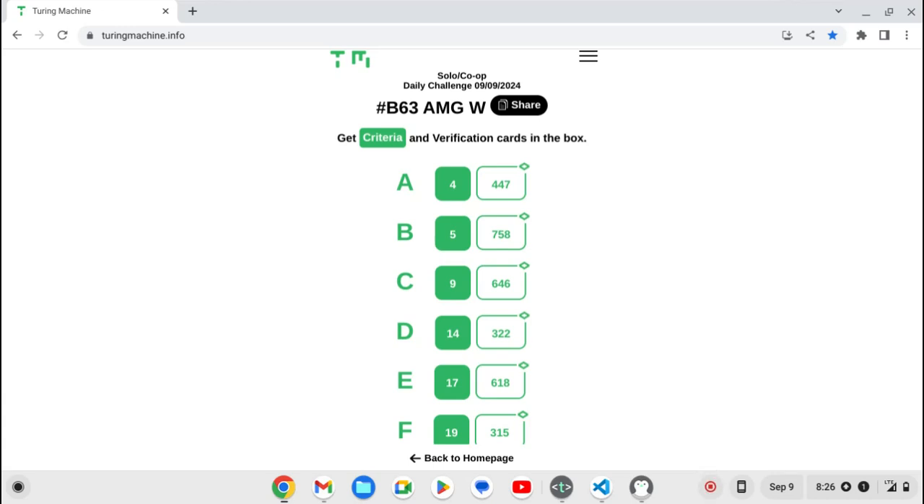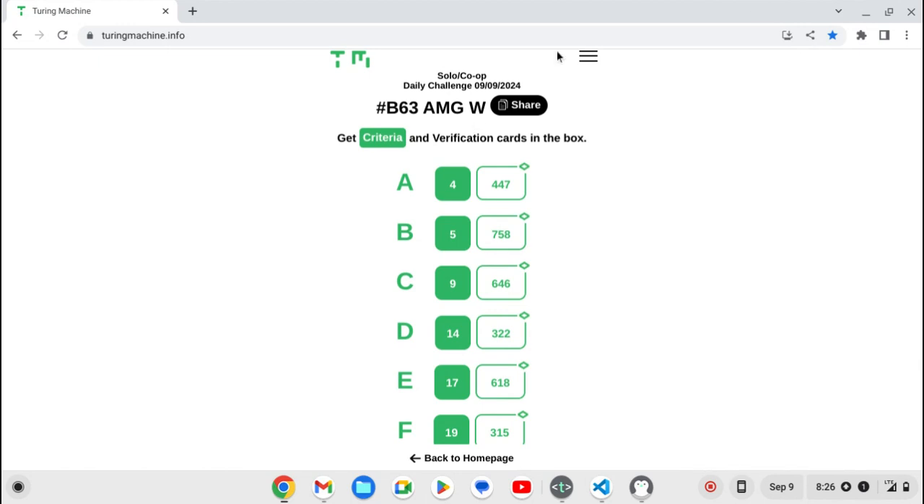Let's begin. Today's September 9th, 2024, and we're solving the Daily Turing Machine Puzzle. Today's puzzle uses the following 6 criteria cards: criteria card 4, 5, 9, 14, 17, and 19. And the puzzle uses the green verification cards. The code above is your way to get more information on today's puzzle by searching the code on turingmachine.info.